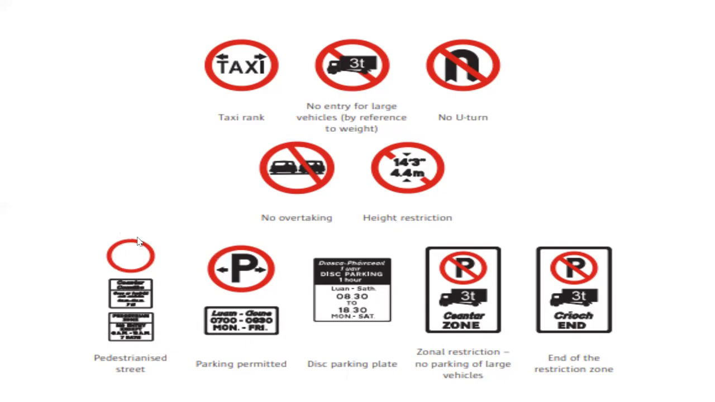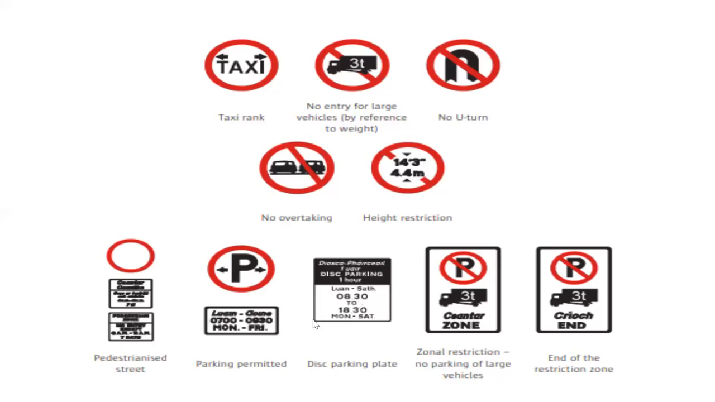Again, we covered the red circle. We know pedestrian area, very important. This is a P. We know that's for parking, but it's saying parking is allowed between these times. If it had a line through it, parking would not be allowed. Parking permitted, meaning parking allowed.